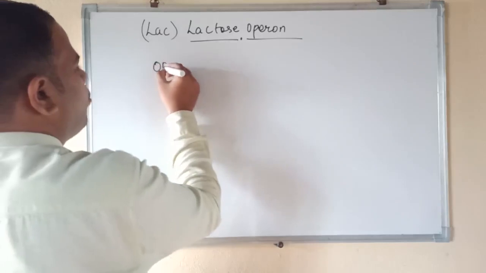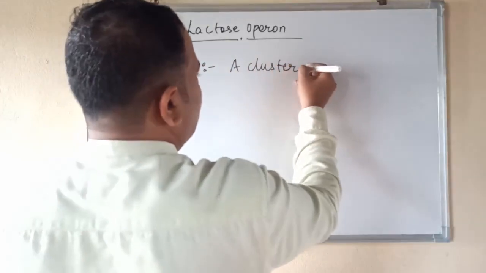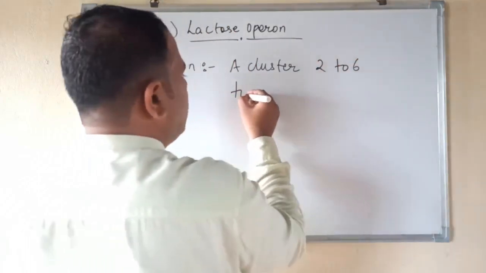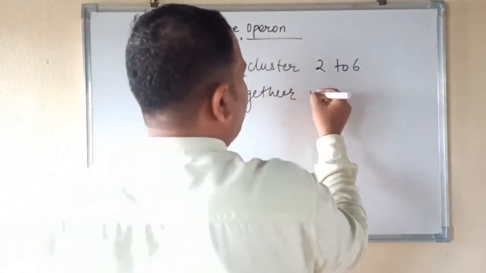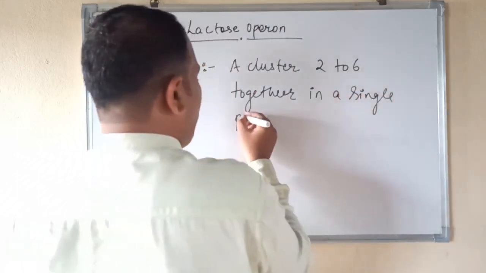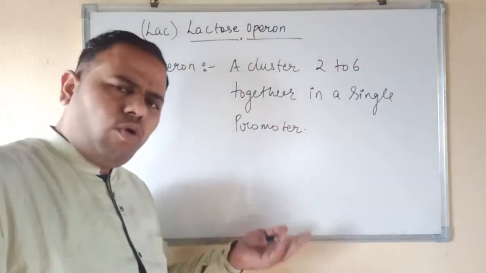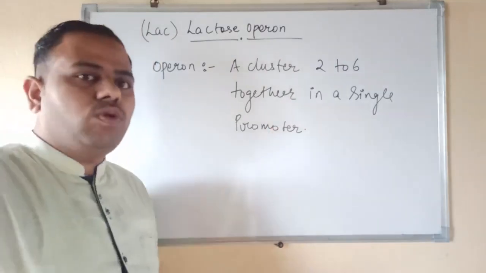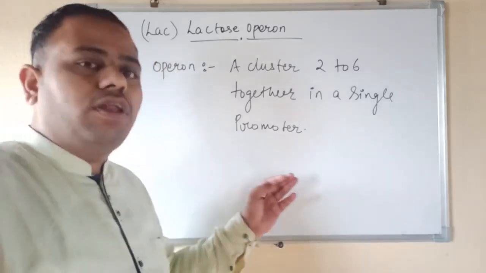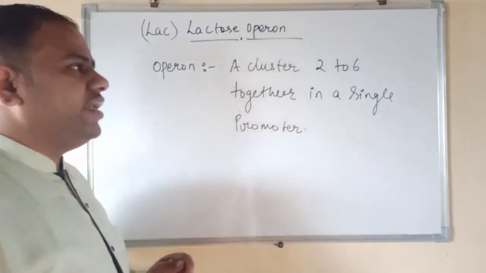So first of all, let's see what an operon is. An operon is always a cluster of different genes. There may be a cluster of 2 to 6 genes together, or more, all under the control of a single promoter. Whatever mRNA is formed will be a polycistronic RNA, because a number of cistrons are linked together. So let's see the Lac Operon in detail.